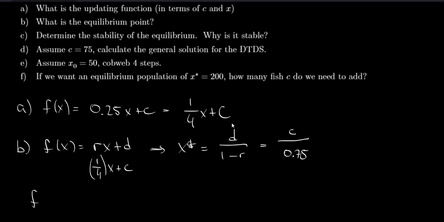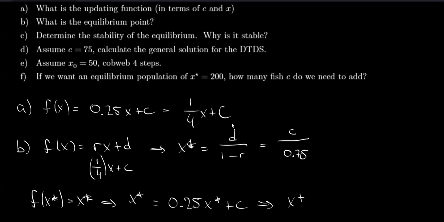Another way of finding the equilibrium is you impose the equilibrium condition, right? You feed the equilibrium into the updating function. The updating function is going to update it. But what do you get when you try to update the equilibrium? Well, you get the equilibrium because that's what the equilibrium is. It's when you put it in the updating function and the updating function gives out that same value. That's why it's an equilibrium. So if you actually go ahead and solve this, you put X star equals 0.25 X star plus C, and you're going to get the same thing. X star equals C over 0.75.